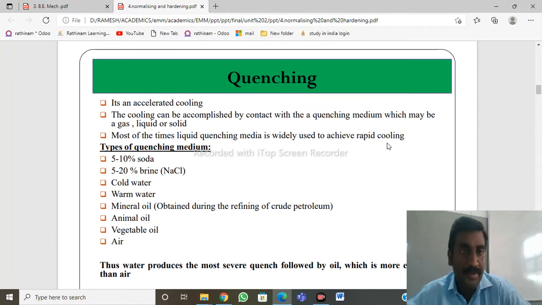The next step is quenching. Quenching is an accelerated cooling, that means how we are cooling the materials. The cooling can be accomplished by contact with a quenching medium, which may be a gas, liquid, or solid. Most of the time, a liquid quenching medium is widely used to achieve rapid cooling.